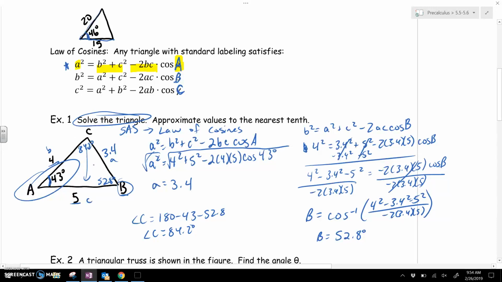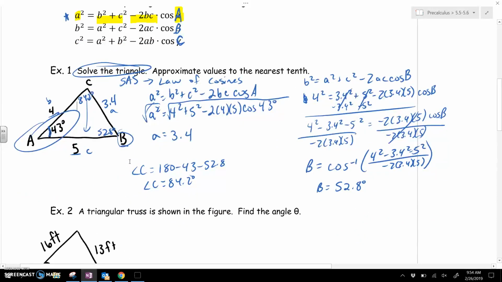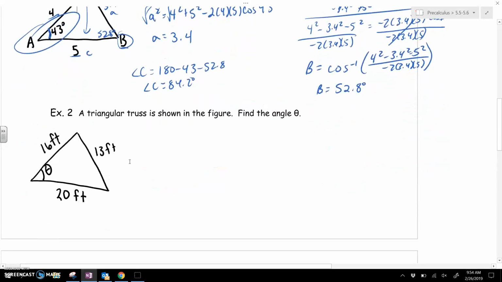Okay, so that's law of cosines. Now, the next one I want you to try on your own. A triangle truss is shown in the figure. Find angle theta. So this one you don't have to solve the triangle. You just need to find angle theta. Okay? So pause the video, try it yourself, and then move on.